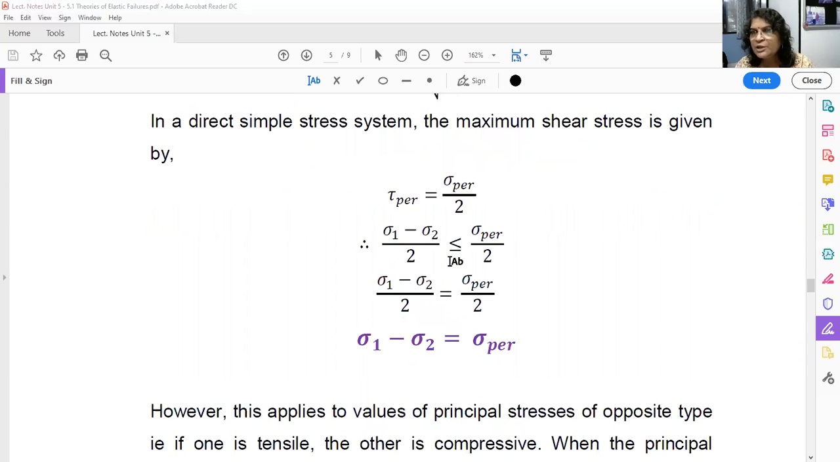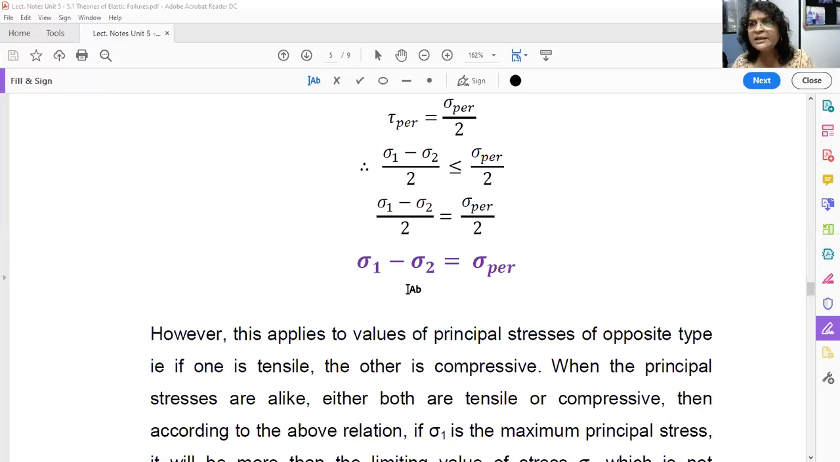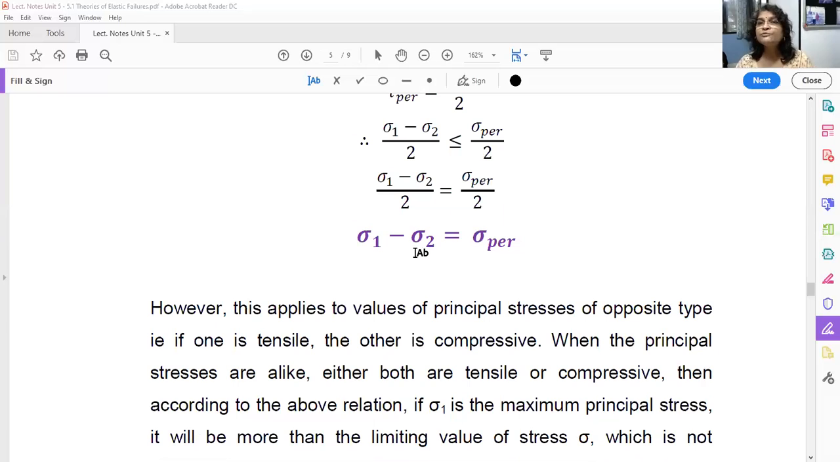So in the limit you take the equal sign. So (sigma 1 minus sigma 2) by 2 equal to sigma permissible by 2. So 2 will get cancelled. So what is your final equation? Sigma 1 minus sigma 2 is equal to sigma permissible. So you know sigma permissible. So this subtraction of maximum principal stress minus minimum principal stress should be less than, or at maximum equal to, sigma permissible. Understood? Now this theory is applicable usually to ductile material.